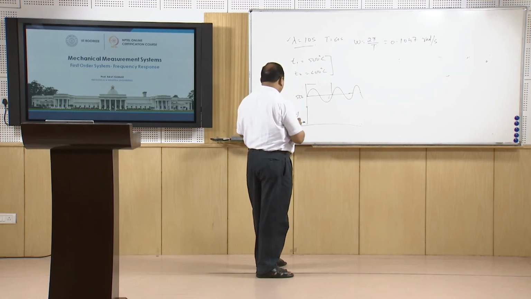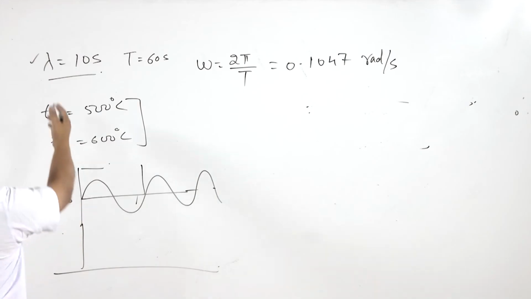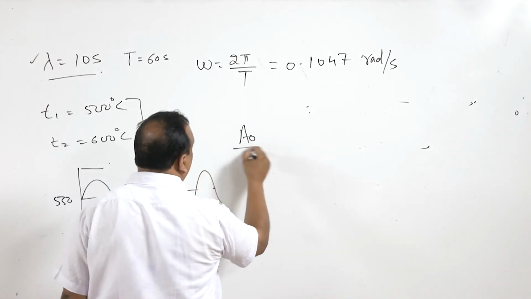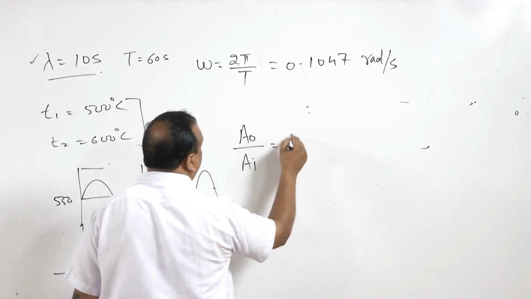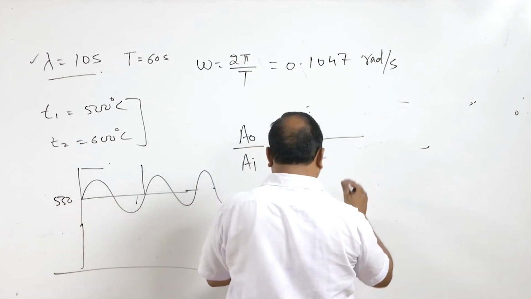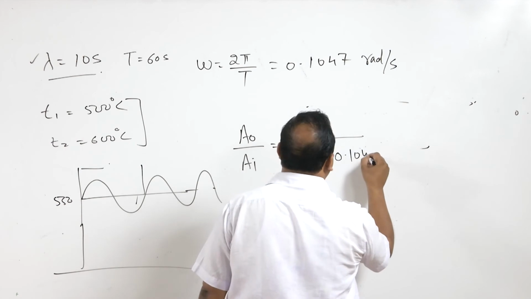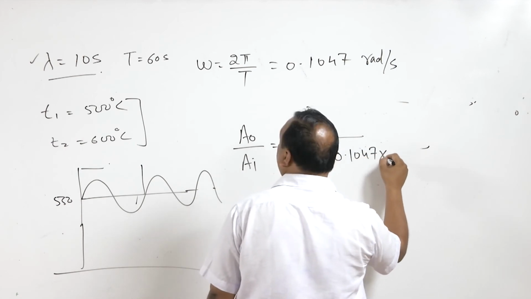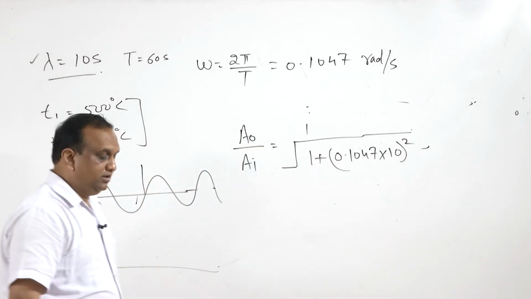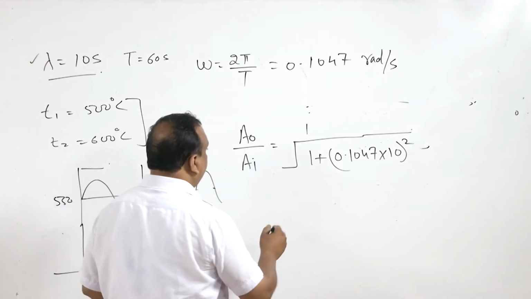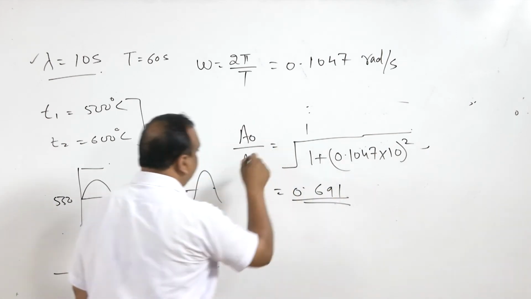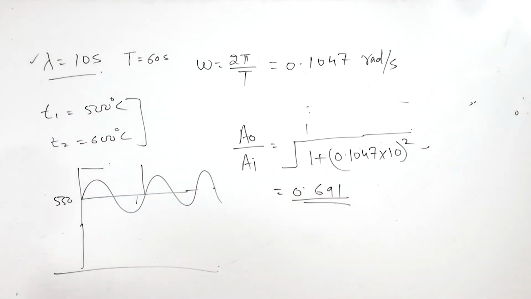Now another value we require, lambda, which is given here. So the ratio of amplitude of output and amplitude of input is 1 by under root 1 plus, 0.1047, that is omega, multiplied by lambda, whole square. Now if we solve this, we will be getting 0.691. That is the amplitude ratio of output and input.